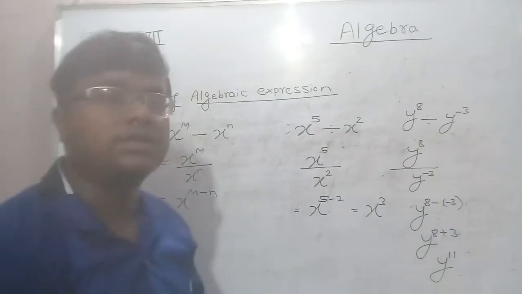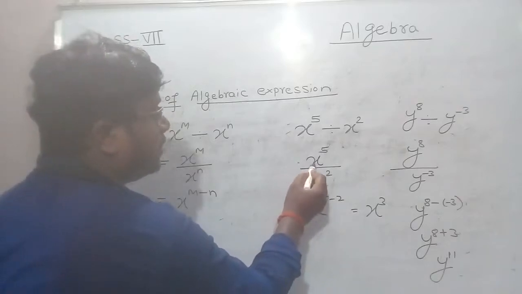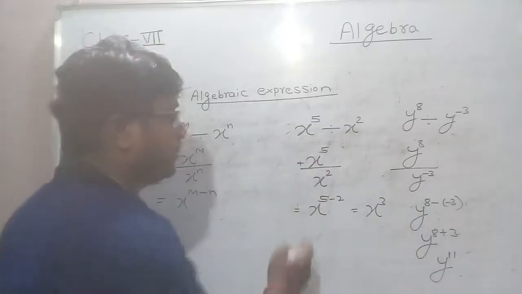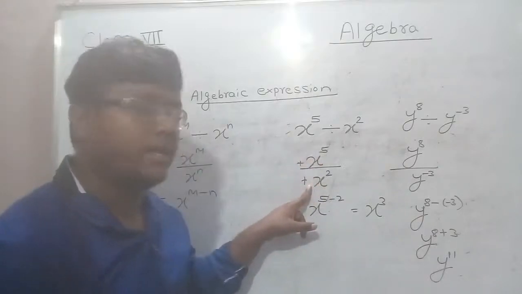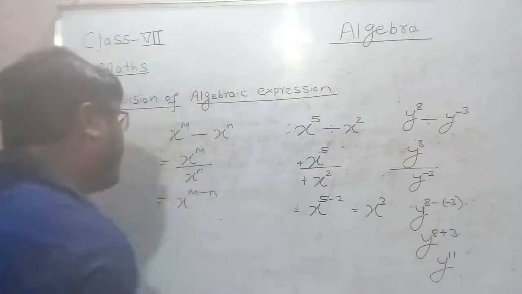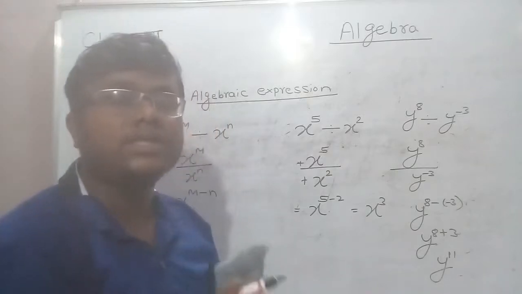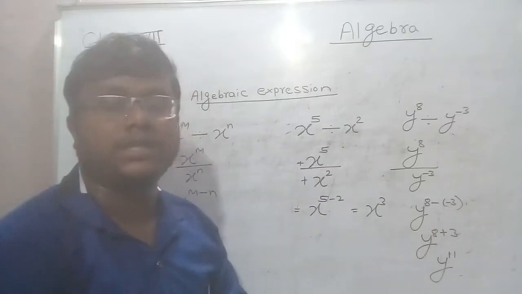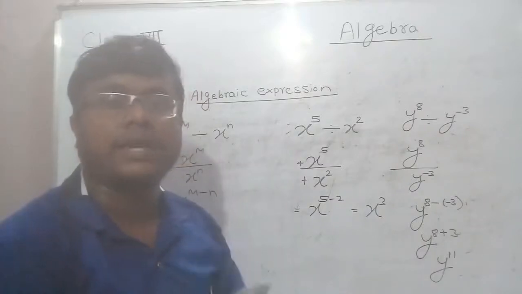In division also, first of all, what is the sign here? x to the power 5 is written here. If nothing is written, we have to understand it is positive, divided by plus x square. So plus divided by plus. First of all, while dividing we have to do the division of sign. Then we have to see the constant number or the coefficient used, and we will do the division of coefficient. After that we will see the base. If bases are same, we will subtract the power.